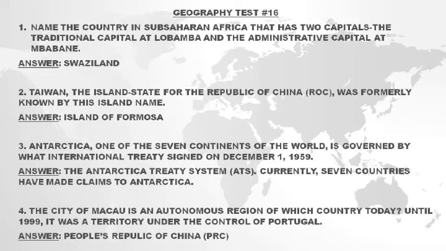Question 4. The city of Macau is an autonomous region of which country today? Until 1999, it was a territory under the control of Portugal. And the answer is the People's Republic of China, the PRC.